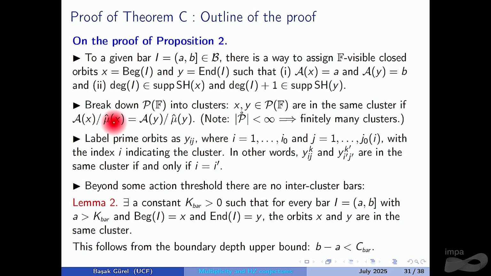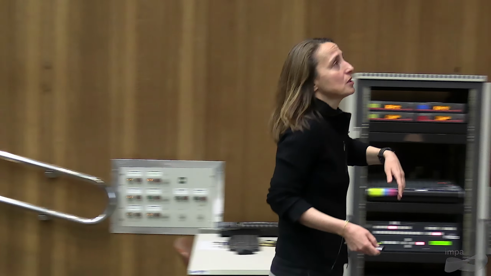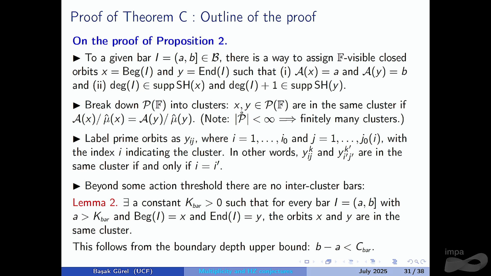These clusters are going to be formed by looking at the ratio of action to mean index. And let me also just remind everyone that this ratio is invariant on the iterations of the orbit. Of course, if an iteration happens to be visible, it will be in this PF set, so it will all give you the same ratio. So iterations of the same orbit will be in the same cluster.